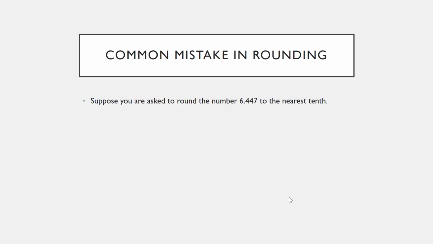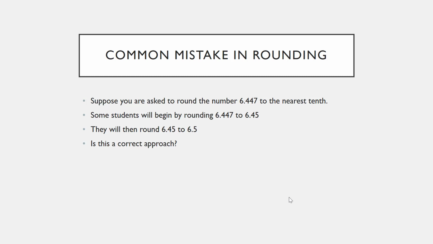Common mistake in rounding. Suppose you are asked to round the number 6.447 to the nearest tenth. Some students will begin by rounding 6.447 to 6.45. They will then round 6.45 to 6.5. Is this a correct approach? Pause the video, write down your answer, and then unpause it to see if you are correct.